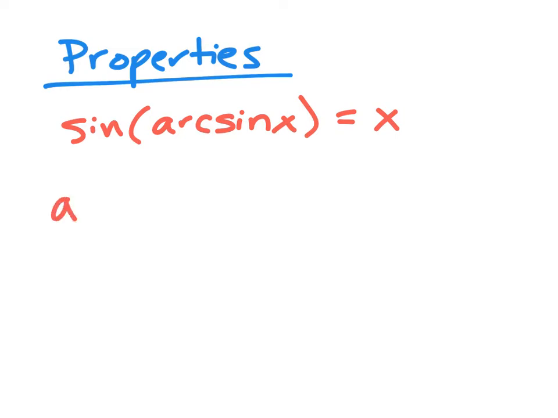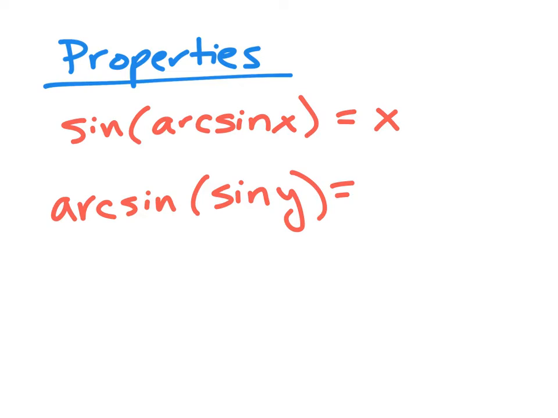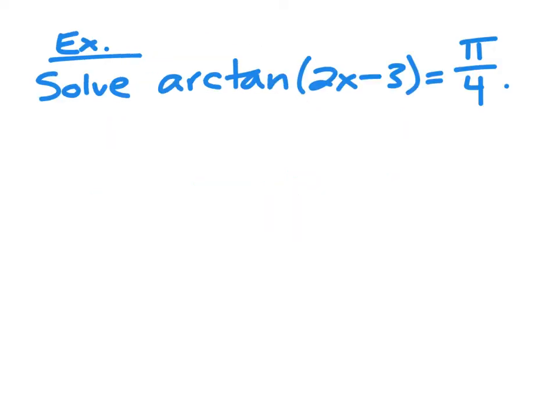Same thing would be true if I have the locations reversed. Let's say I have arc sine of sine of y. I'm just going to change the variable here to show us a different problem. Arc sine and sine, again, just cancel each other out, leaving me with that inside of y. So inverse functions just undo each other, simplifying our work.